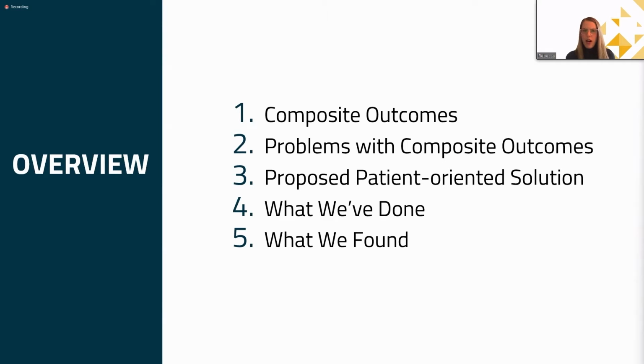So just a quick overview of what I'm going to be talking about. I'm going to be talking about composite outcomes, what they are, some problems with composite outcomes, the proposed patient-oriented solution that we devised, what happened when we did it, so what did we do, and then what did we find?